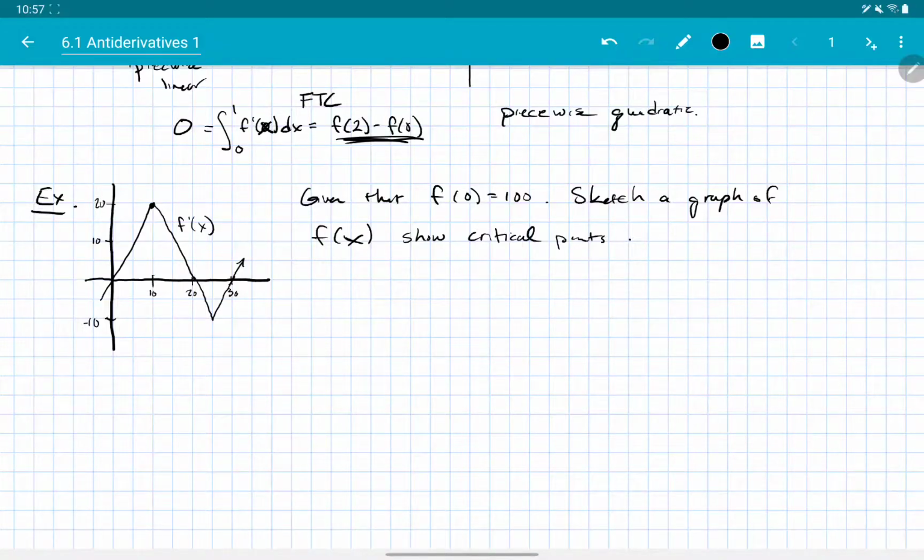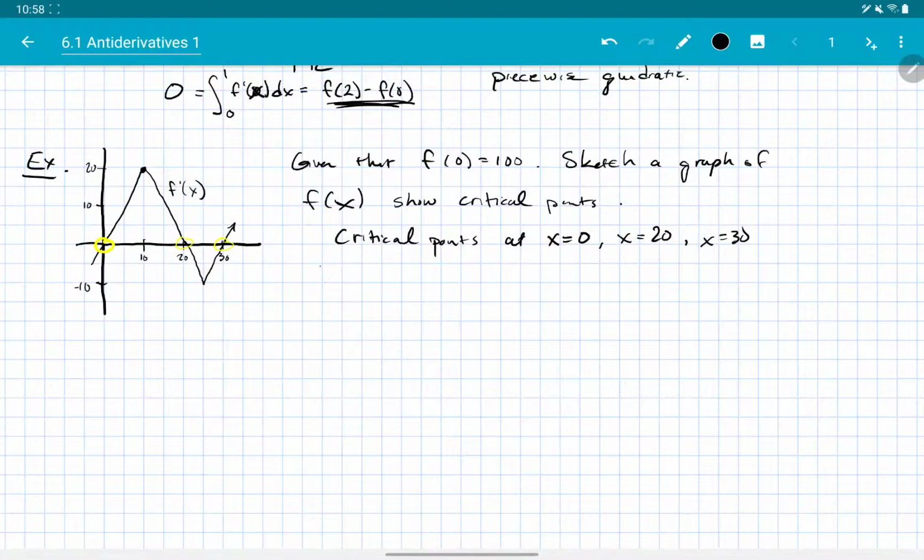All right. Now, let's just remark what the critical points are going to be. Critical points will be at first, x equals 0, second, x equals 20, and third, x equals 30. Why do I know those are the critical points? Because those are the points where the derivative is equal to 0. Those are going to be the critical points of F. Okay, so let's think about what the graph is going to look like here.